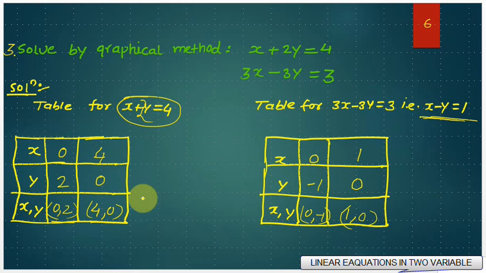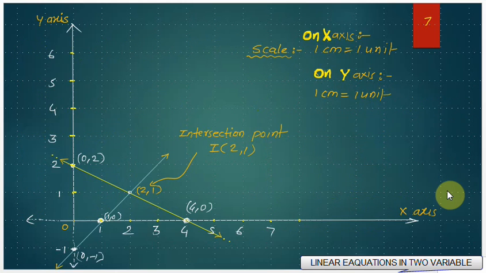Now by using this data, draw the graph. We know how to draw the graph. This is the x-axis, this is the y-axis. Take the points 1, 2, 3, 4 as per the scale, and on the y-axis also take as per the scale. Don't forget to write the scale on the right hand side: on the x-axis 1 centimeter is equal to 1 unit and on the y-axis 1 centimeter is equal to 1 unit.